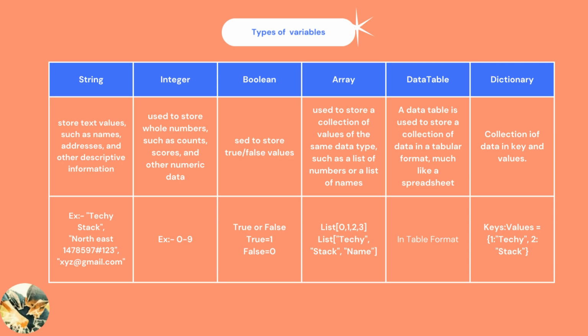And finally, dictionary. A dictionary is a collection of keys and values. Here the keys are unique and the values may be duplicates. Now we'll see how it works on the programming side.